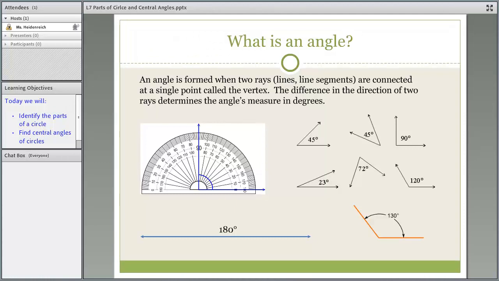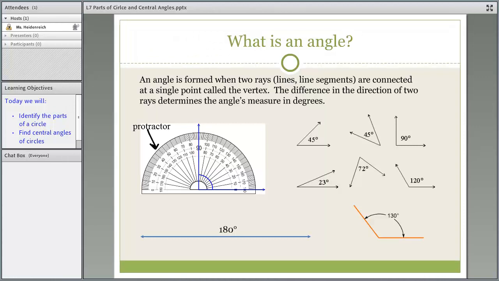Okay, so a lot of times people will use what's called a protractor. This is called a protractor, and that measures how wide or narrow an angle is. So a 90-degree angle is a perfect corner. Like if you look at a piece of paper, the corner of the piece of paper is a 90-degree angle.